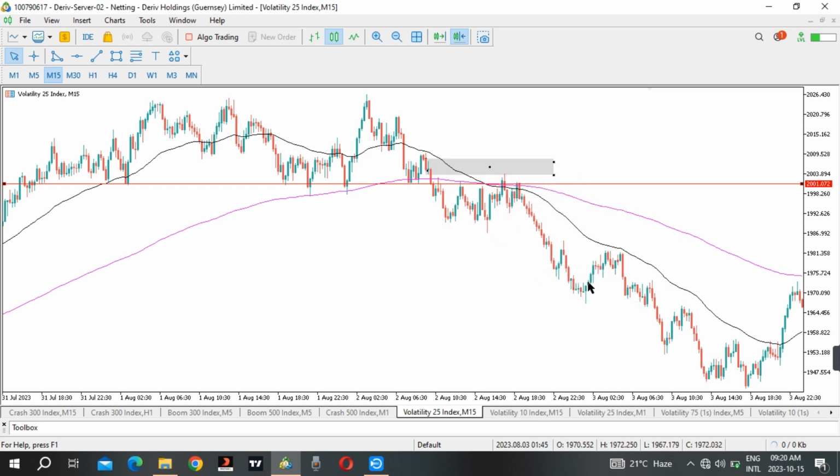Over here again, let's take this example. We've got a pullback, and as you can see, when we start reaching this area of interest, we start giving red candles, green candles, red candles, and green candles, and then we start going down.